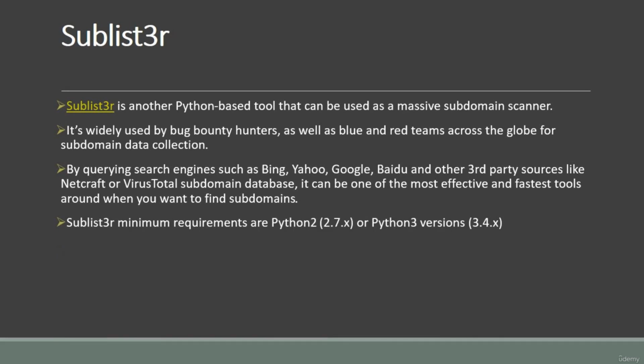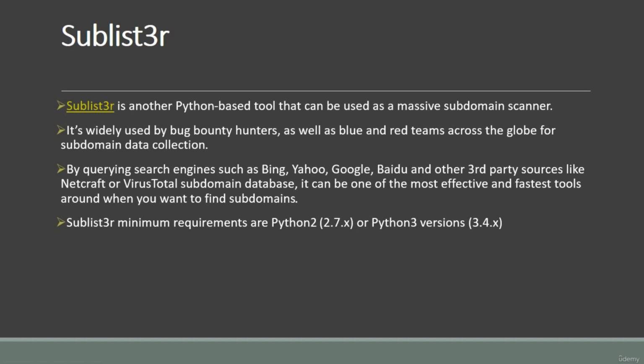The minimum requirement for Sublist3r is Python 2.7.x. This one is very important. Whenever you are going to install Sublist3r, make sure you have the right Python version. If you have Python 3, make sure it is 3.4 point something, and if you have Python 2, then it should be 2.7 point something.